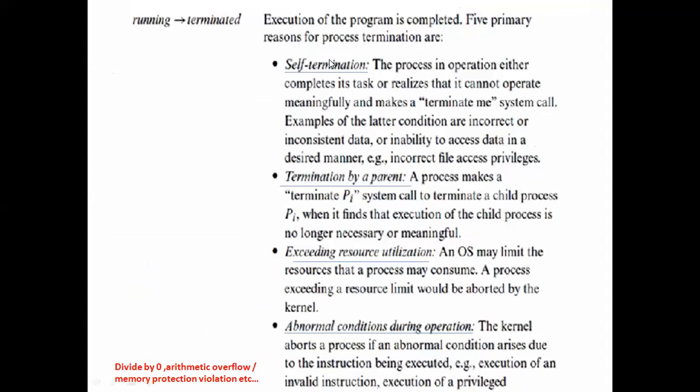Here the first condition is self-termination. The second condition is termination of a process by a parent. The third reason for termination of a process is exceeding the resource utilization. And the fourth reason is abnormal conditions during operation. So these underlined ones are the 4 reasons based upon which any process can be terminated.